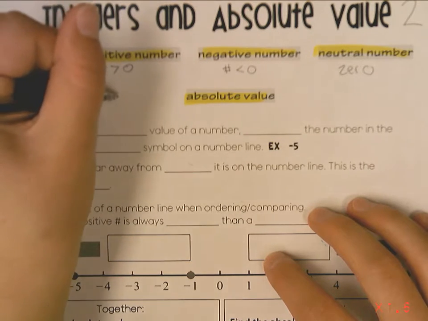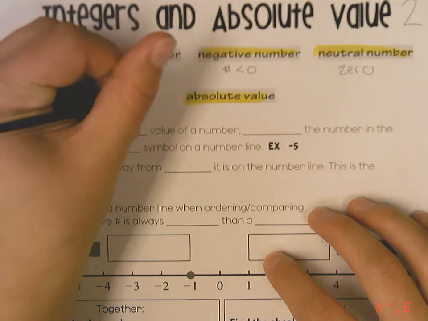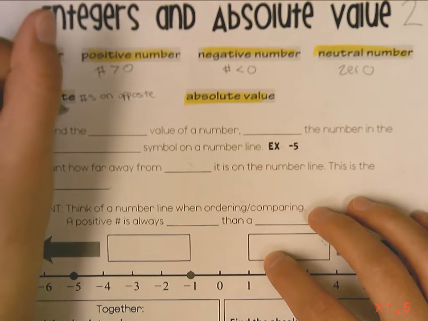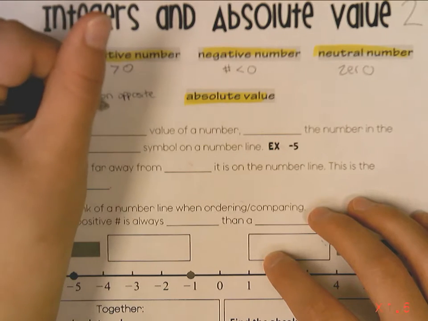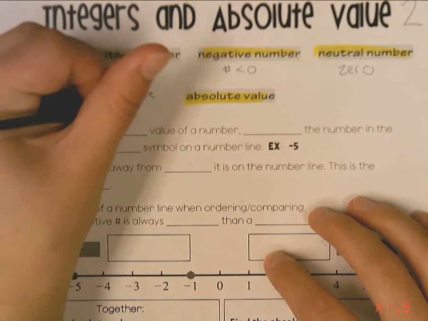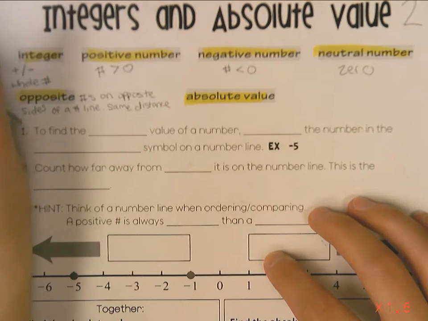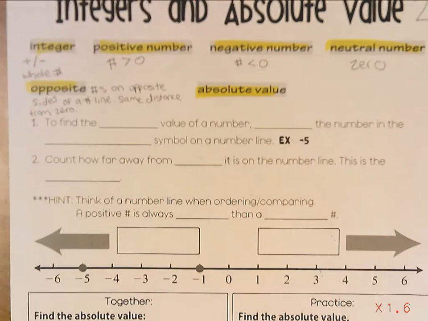on opposite sides of a number line, and they're the same distance from 0. Okay, they're on opposite sides of the number line and they're the same distance from 0.